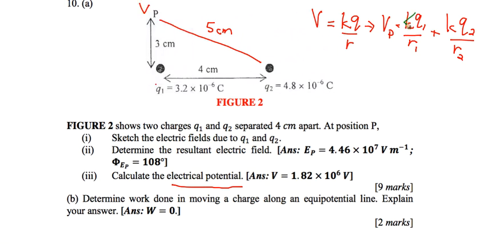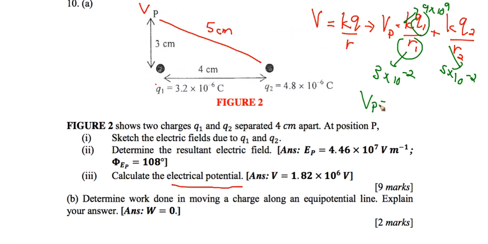So k is a constant, 9 exponent 9, and Q1 is 3.2 exponent minus 9, sorry, Q2 is 4.8 exponent minus 6, and R1 is the distance from Q1 to the point P, which is 3 times 10 exponent minus 2 in meters, and R2 is the distance from P to Q2, so this is 5 exponent minus 2. And the final answer, the potential at the point P, is equal to 1.82 exponent 6 volts.